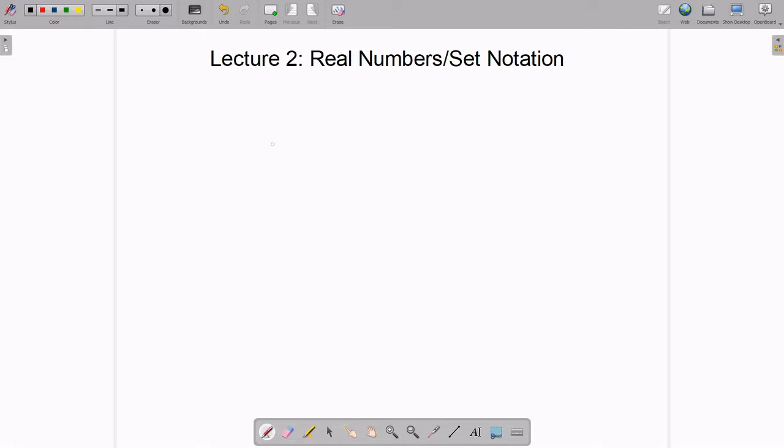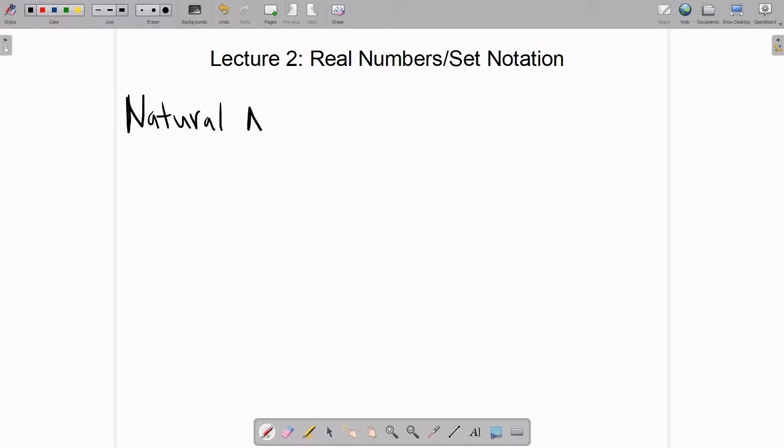Alright, Lecture 2, Real Numbers, Number Line, and Set Notation. In this video, we'll begin with real numbers first. Real numbers can be described as any number that you may have worked with ever since grade school, and ever since you have begun mathematics. Real numbers can be broken up into multiple categories, the first category being natural numbers.